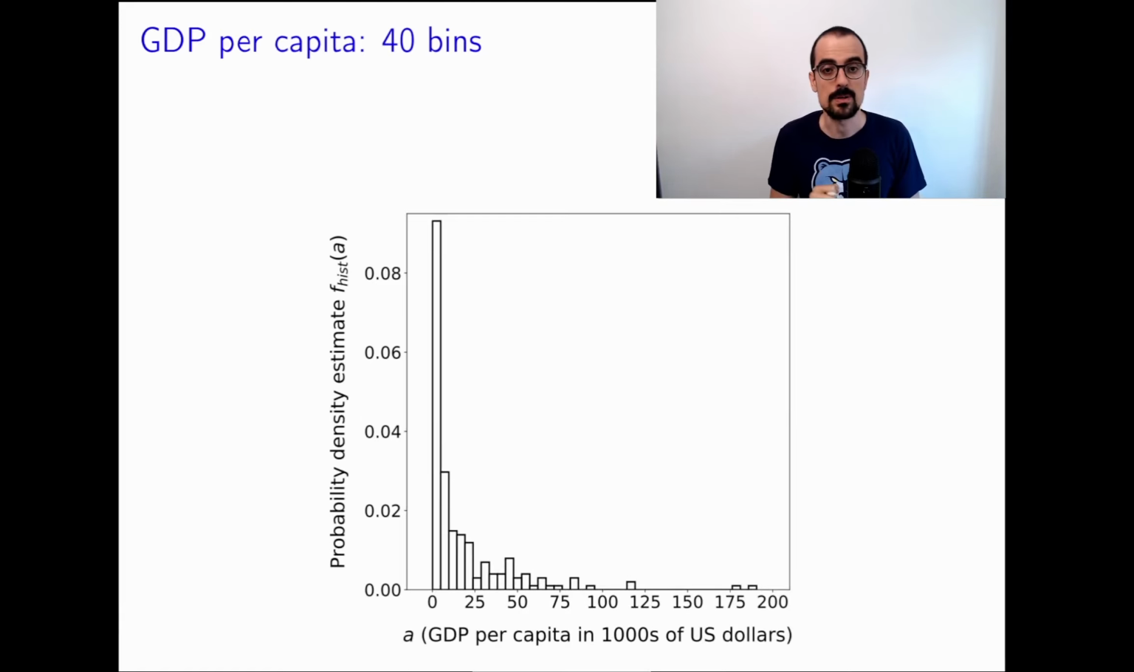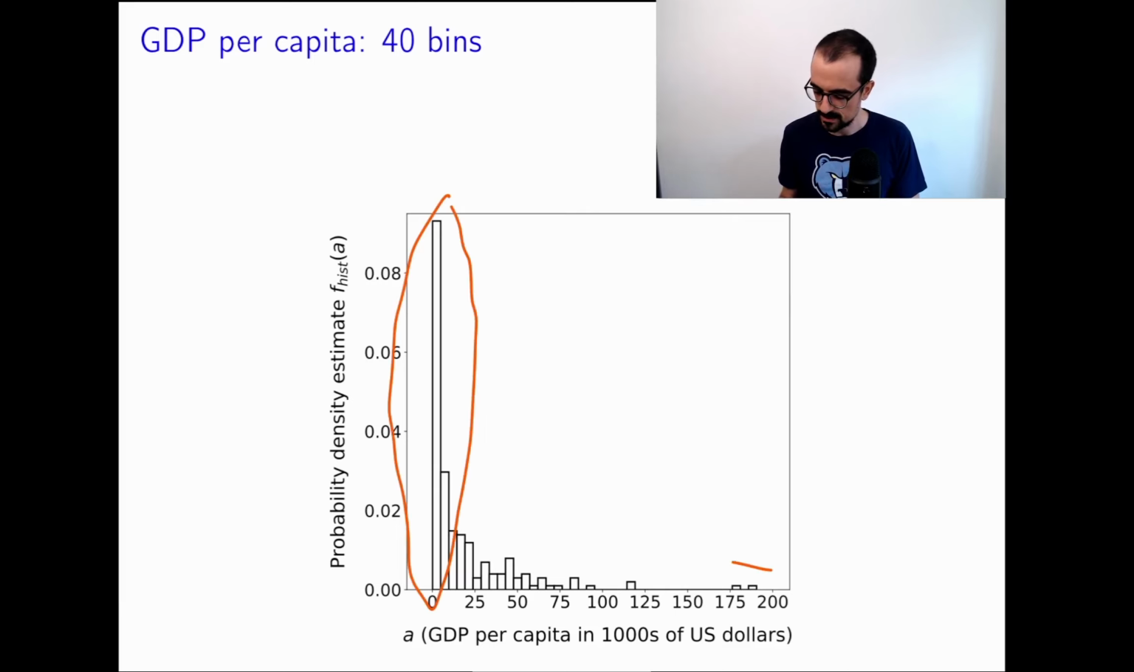This is the GDP per capita dataset that we had looked at. Notice that when we use the histogram to approximate the density, we immediately see something that was not so obvious when we were looking at the empirical CDF, which is that most countries have very small GDPs per capita, and then there are some that have much larger ones. And then there's this decaying structure.